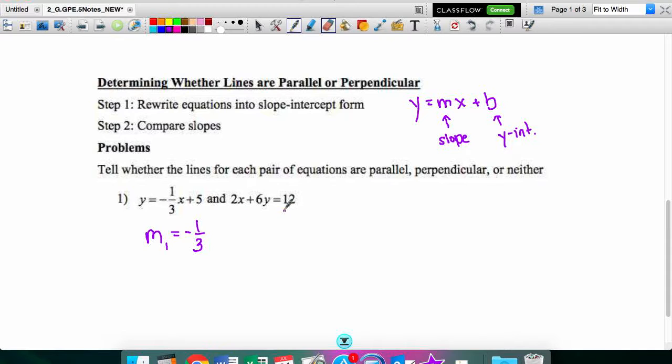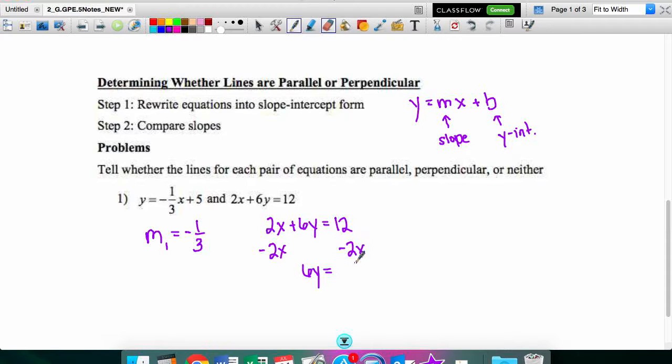For my second equation, I don't have slope-intercept form. So the very first thing I need to do is rewrite this into slope-intercept form. In order to do this, I have to get rid of any term on the same side as the y term. So I have to get rid of the 2x by subtracting it to both sides.